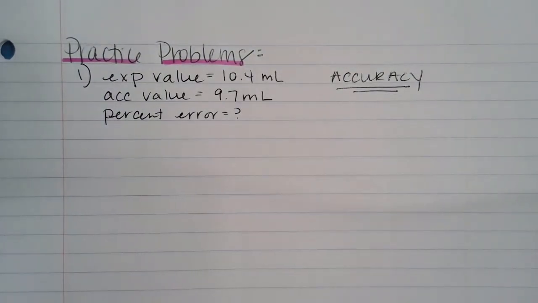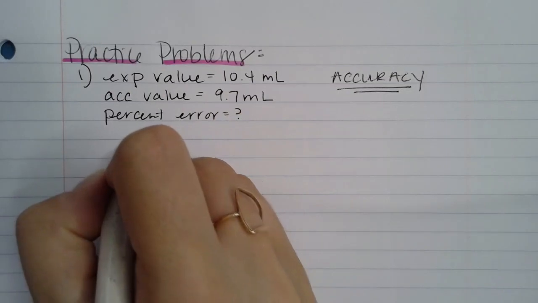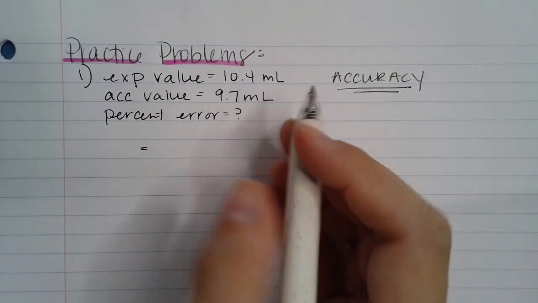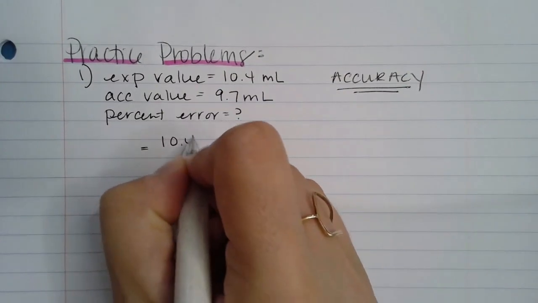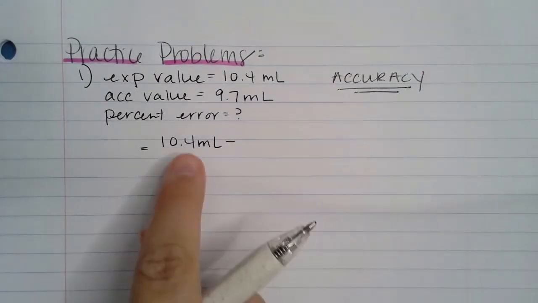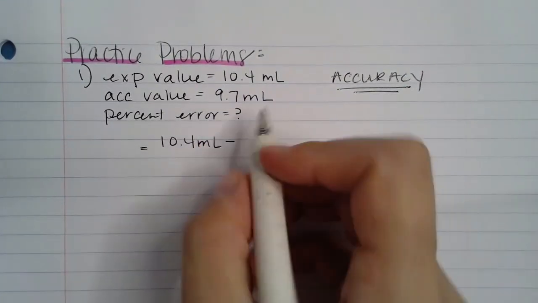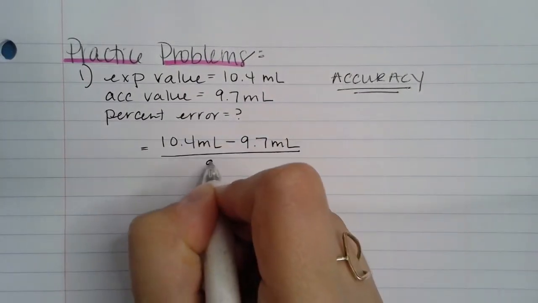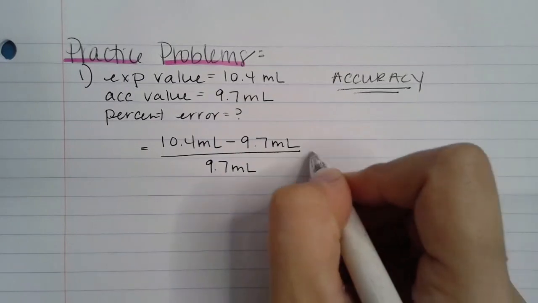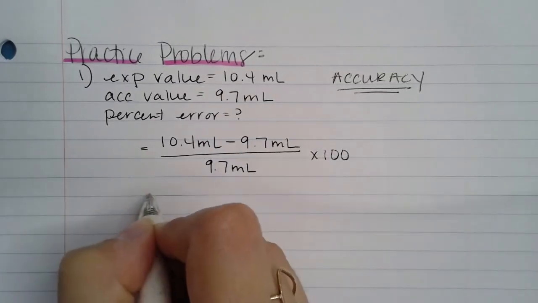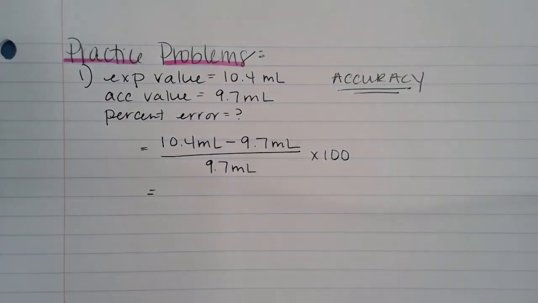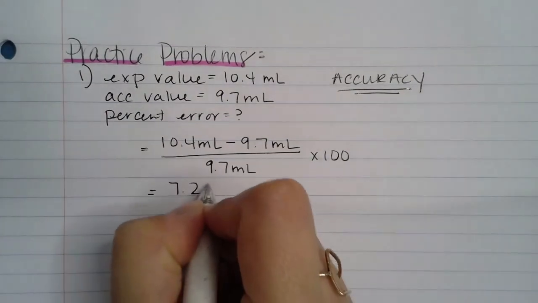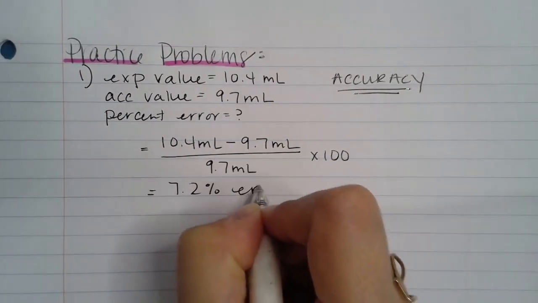So let's plug it into our equation. Percent error is equal to the experimental value, which is 10.4, minus your accepted value, which is 9.7, divided by your accepted value again, times 100. And when you plug this in your calculator, you should get 7.2% error.